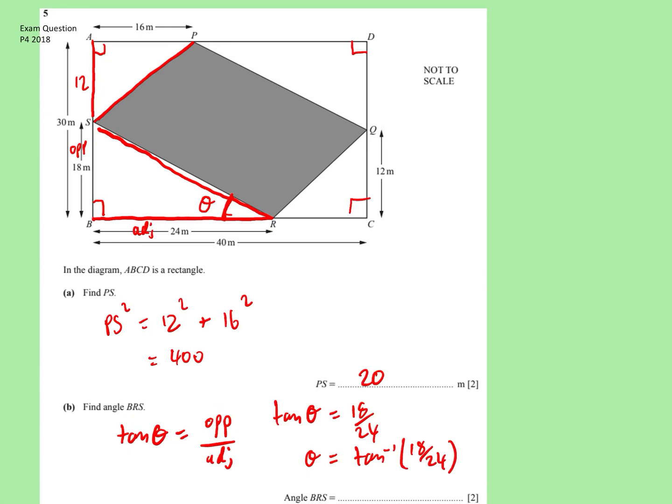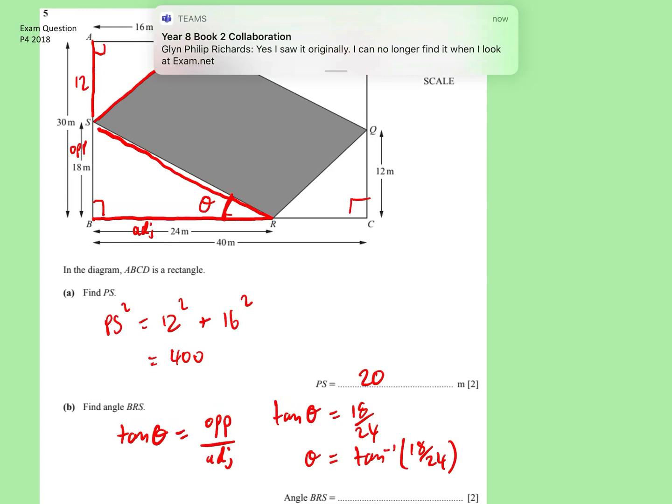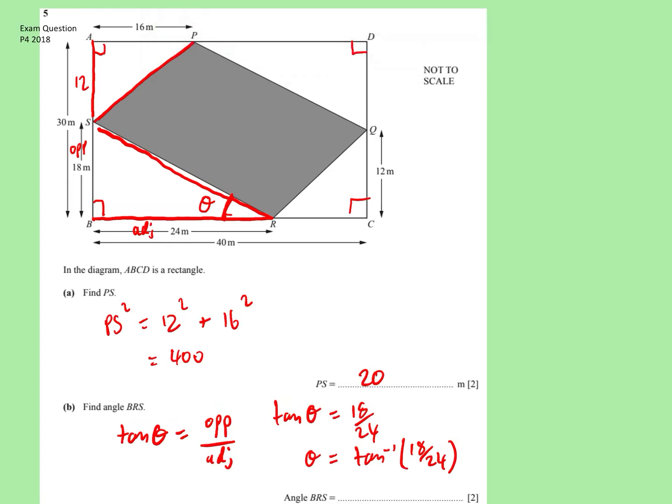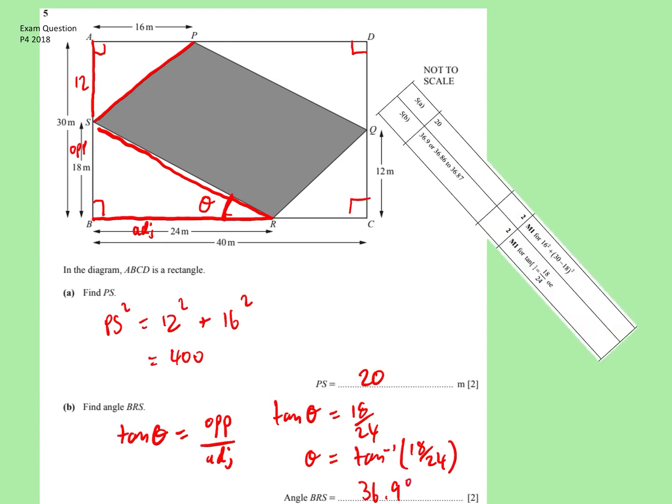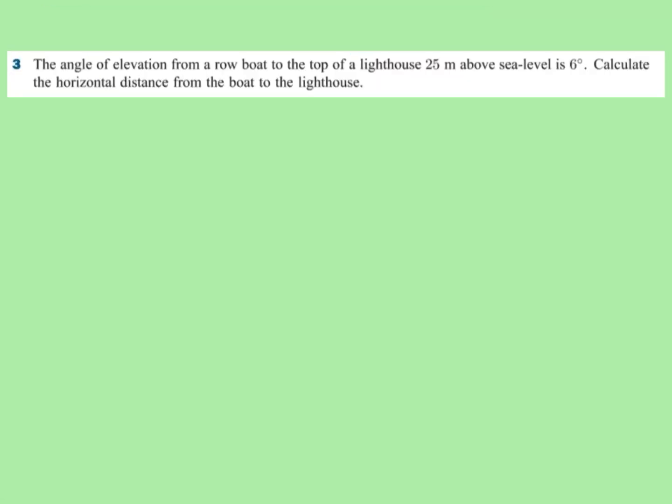So in your calculator, you're going to do shift tan 18 divided by 24. And so the answer is 36.9 degrees. Okay, let's check some answers. There we go, we got them right. Okay, stop your video and have a go.